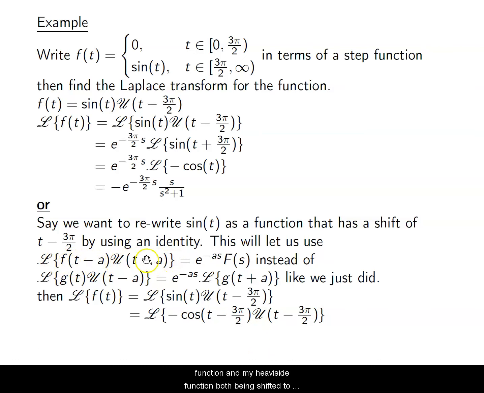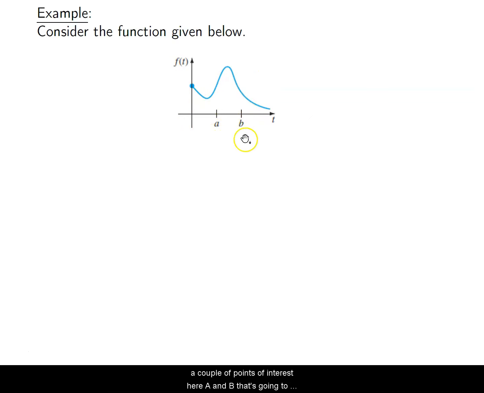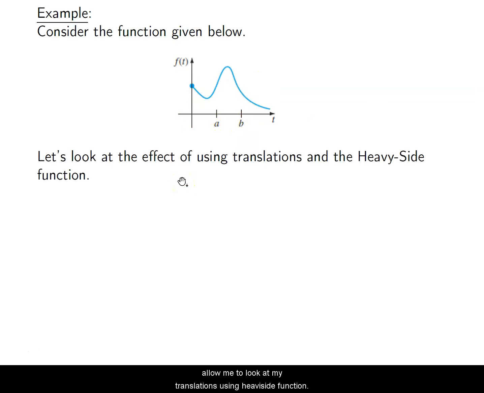So let's do another example. So here we're going to play around with the shifts so that we can kind of look at what these things look like. So this is my regular function. Let's just say that this is the function I have defined. I have a couple of points of interest here, A and B, that's going to allow me to look at my translations using the Heaviside function.